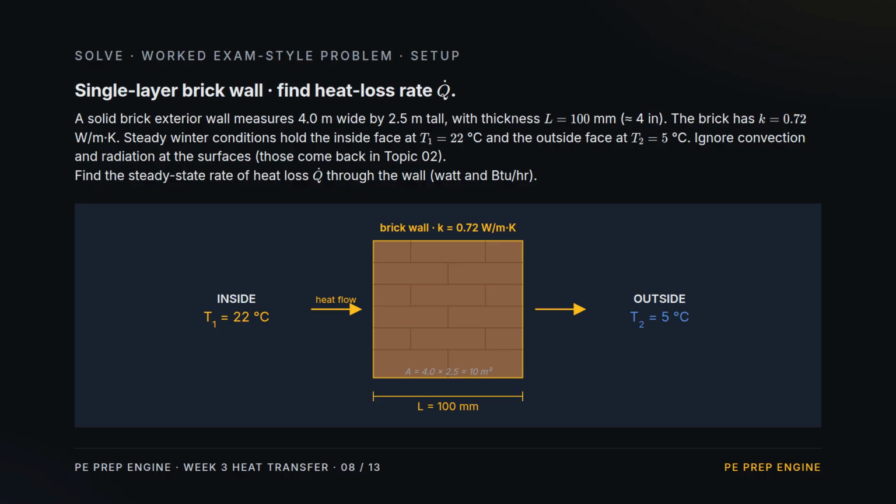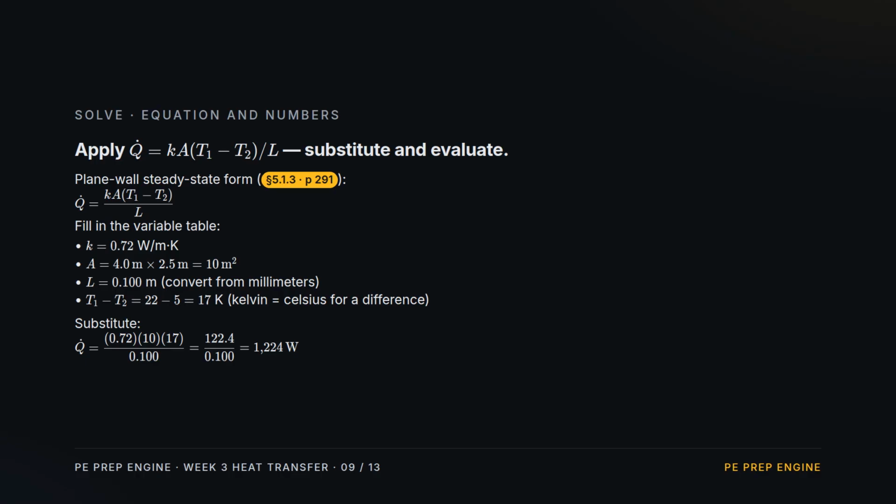Worked problem. A solid brick wall, 4 meters by 2.5, 100 millimeters thick, K of 0.72. Steady winter conditions hold the inside face at 22 Celsius, the outside at 5. Ignore surface convection and radiation for now. Find the steady-state heat loss rate. Apply the plane wall form. Q dot equals K A delta T over L.